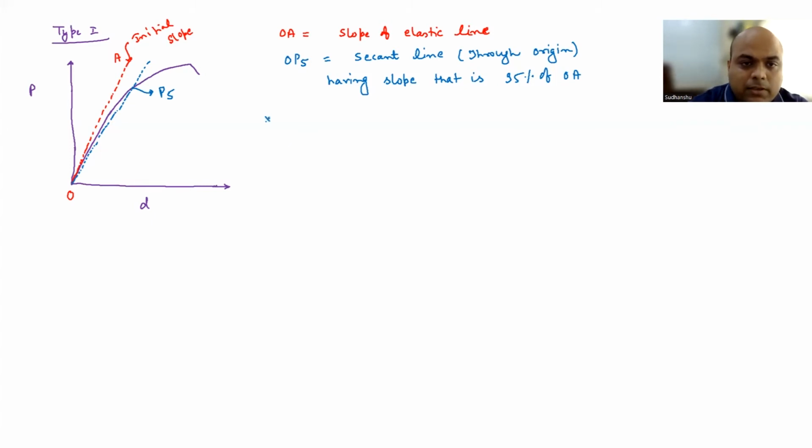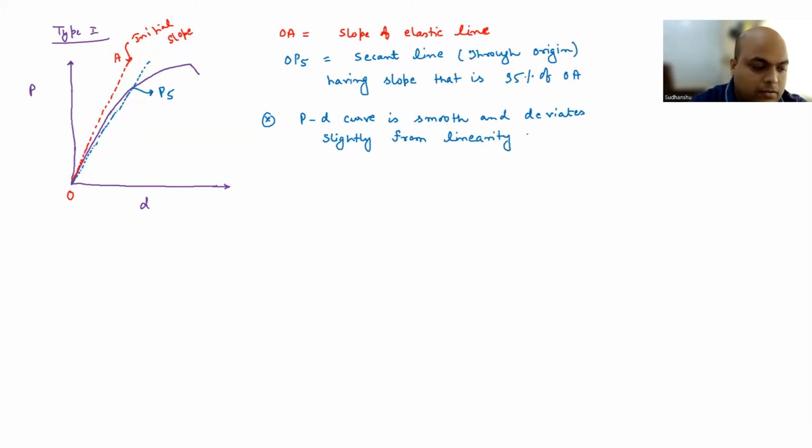Now this particular curve is, you know, smooth, and it deviates slightly from linearity before reaching the maximum load. So this is the nature of this particular plot. It is smooth and it deviates slightly from linearity before it reaches the maximum load, which in this case is this Pmax.